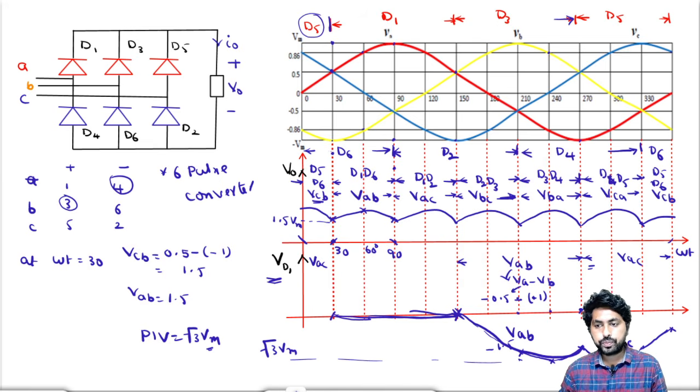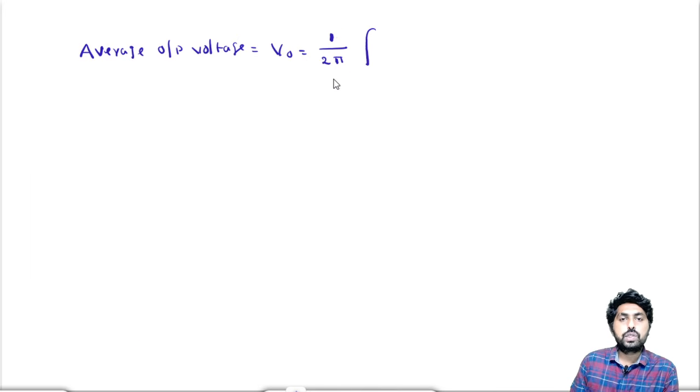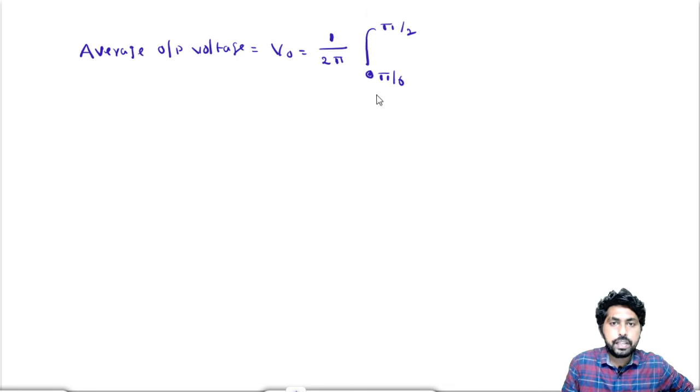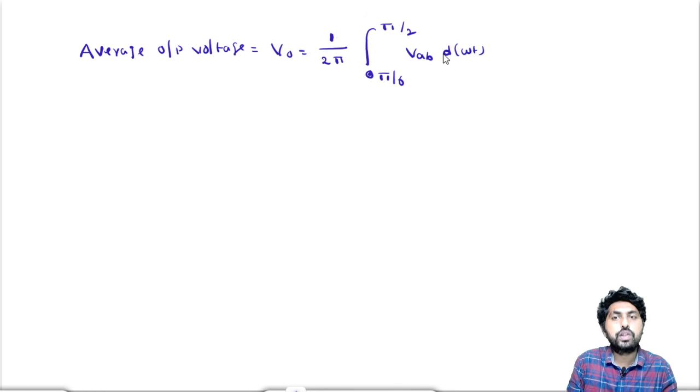Now we need to take the limits as pi by 6 to pi by 2, that is 30 to 90 degrees. In between pi by 6 to pi by 2, it will be VAB into d omega t.